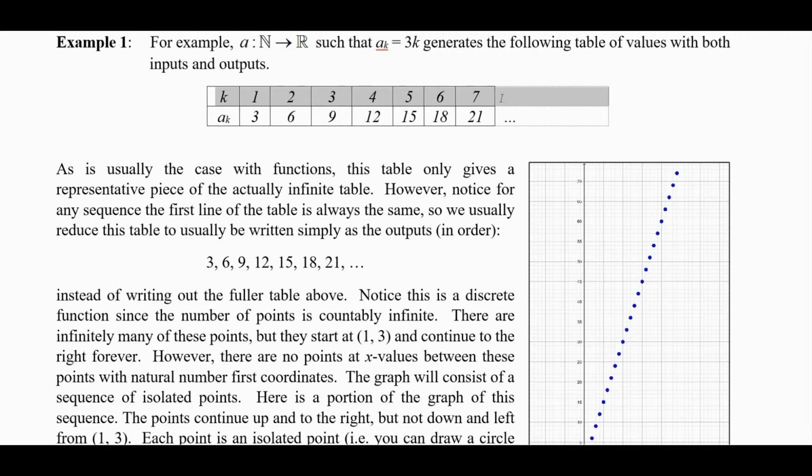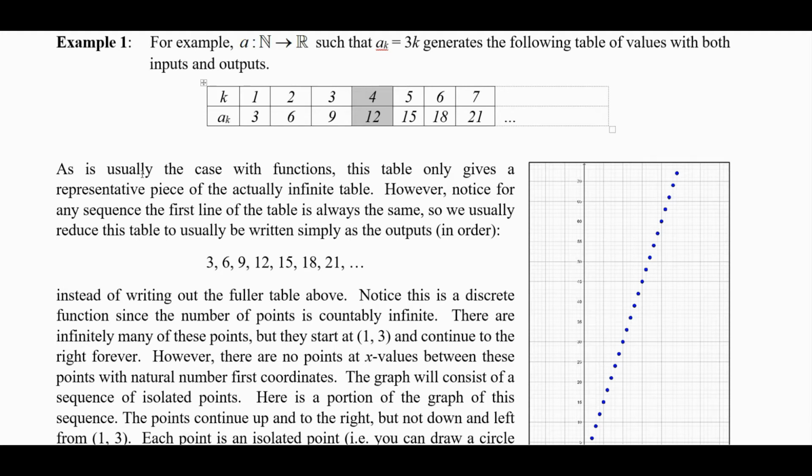Since it's a sequence, that means the domain is the set of natural numbers. The first part of our table is automatic. It's 1, 2, 3, 4, 5, 6, 7, 8, 9, 10, etc. And the formula tells us we just take the k value and multiply by 3 to get the corresponding y value, or a value here. So when the input is 4, the output is 12. A sub 4 is 12. So these are 3, 6, 9, which are a1, a2, and a3.